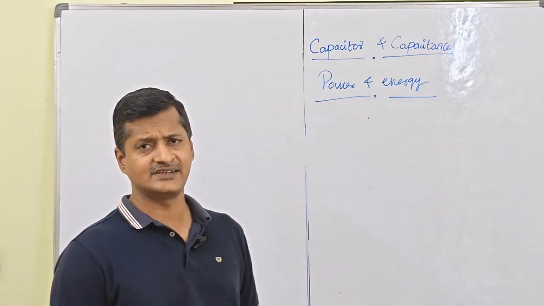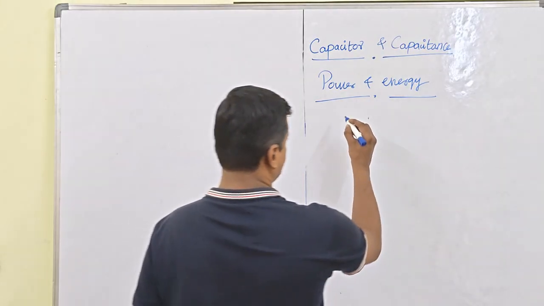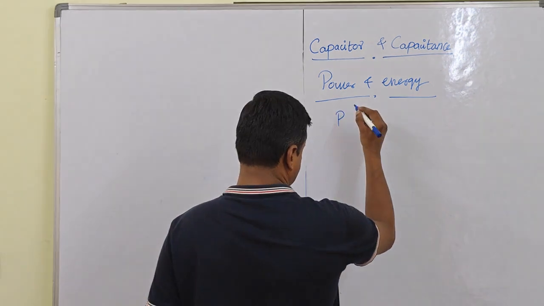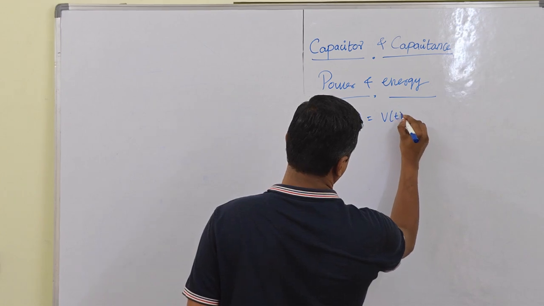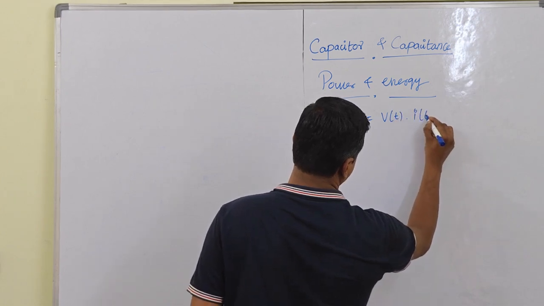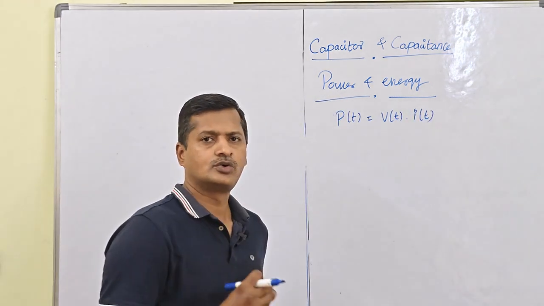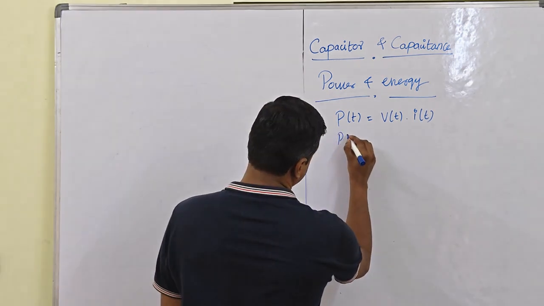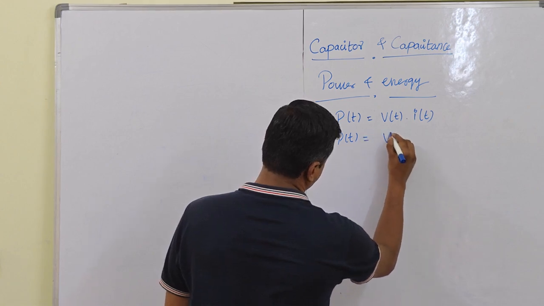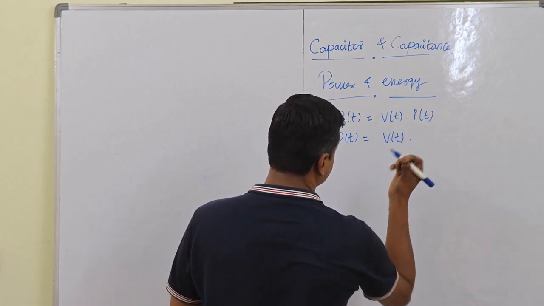Power and energy in a capacitor. So power, that is P of t, is equal to V of t into I of t, as we know. So generally, power equals voltage into current, P of t equals V of t into I of t.